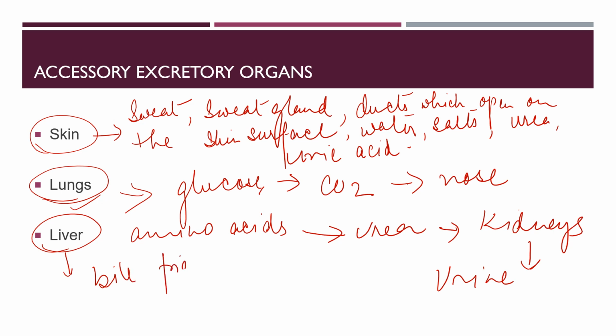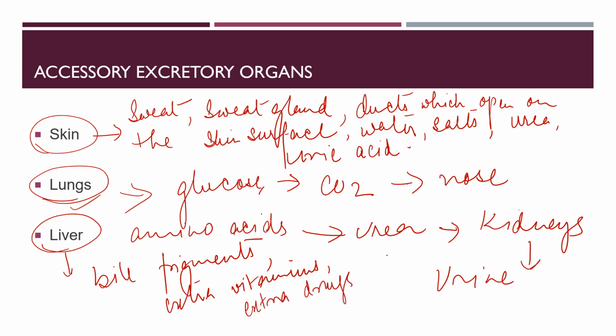The liver is also helping to eliminate the bile pigments. It helps to remove the bile pigments and extra vitamins. And if we are taking many antibiotics or many medicines, whatever extra drugs we are taking, they are also excreted. Many drugs which get accumulated there are flushed out from the liver to the kidneys and through the urine.